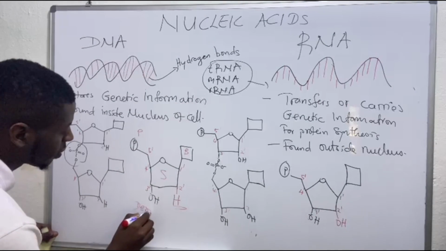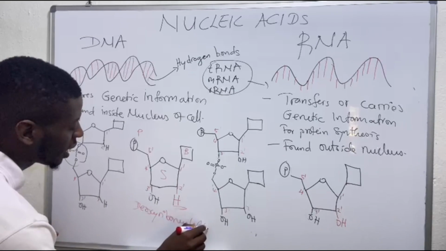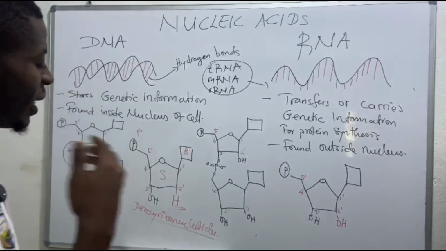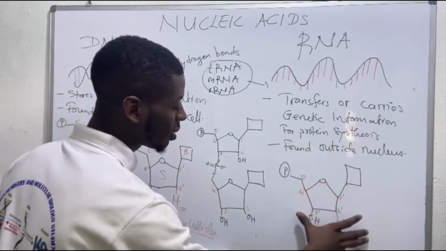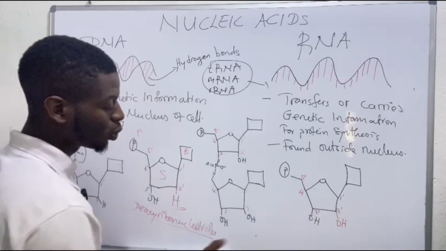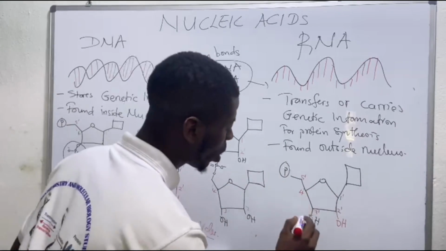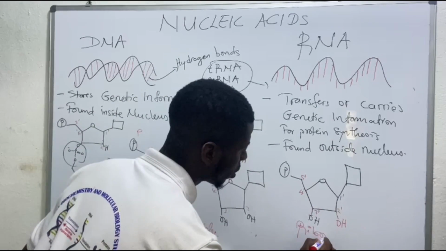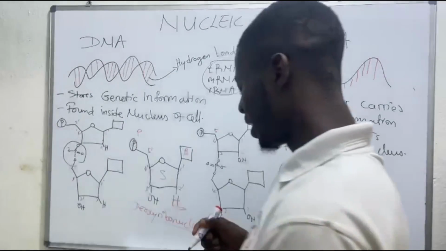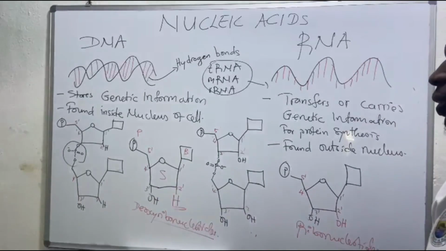So these are deoxyribonucleotides. Those are the kind of nucleotides that are found in DNA. While on this other side here, if you look at this other nucleotide here, you will see that it's almost the same as this one here. But now at this position number 2, instead of having hydrogen like in this case here, I have an OH group. So in this case here, we call it a ribonucleotide. So in RNA, we use ribonucleotides, while in DNA, we use deoxyribonucleotides.